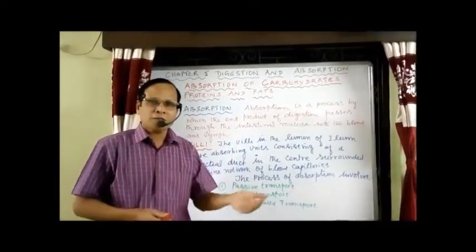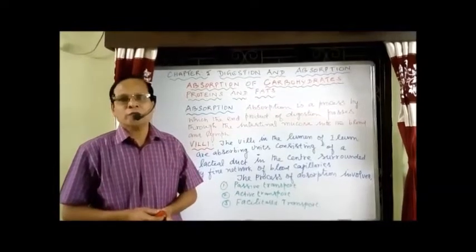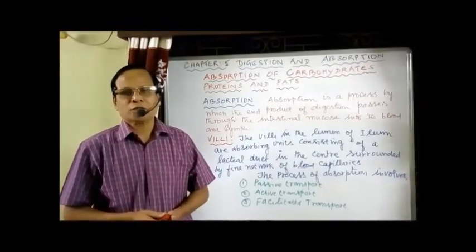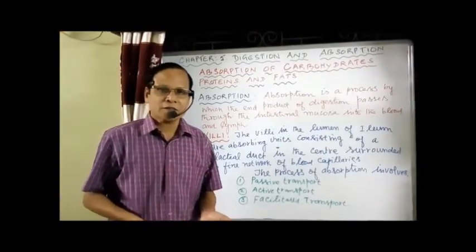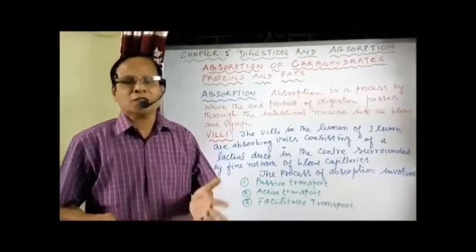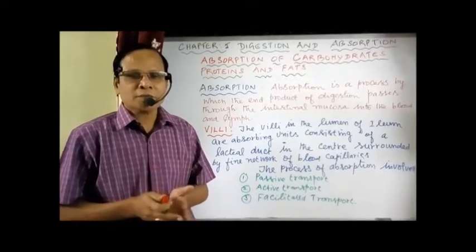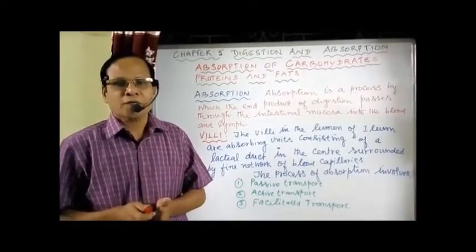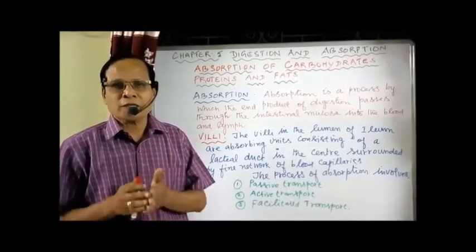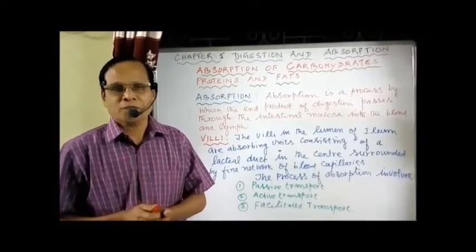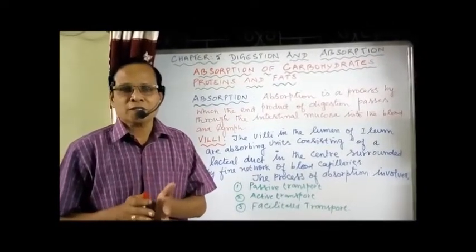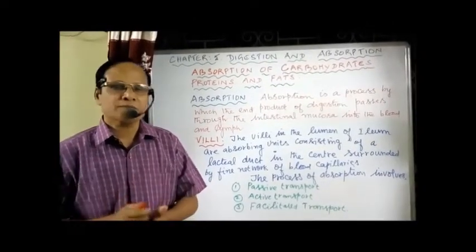As a result of digestion we have received monomeric units or simple units like glucose, fructose, galactose, amino acids, fatty acids and glycerol. All these substances enter into the small intestine and are absorbed in the ileum and jejunum region. The unabsorbed, undigested materials are propelled into the large intestine.